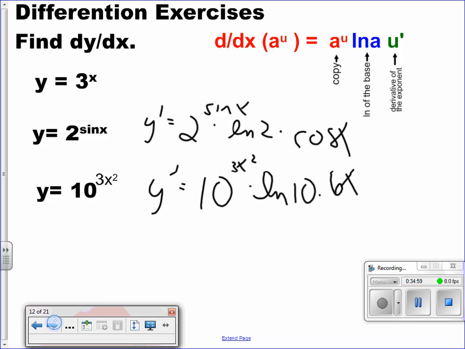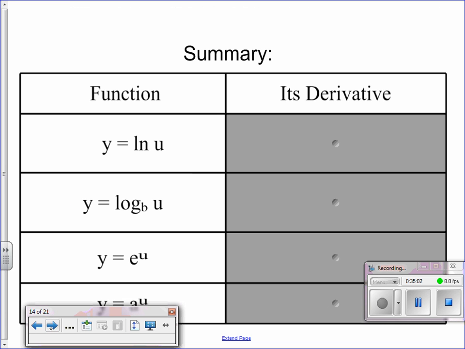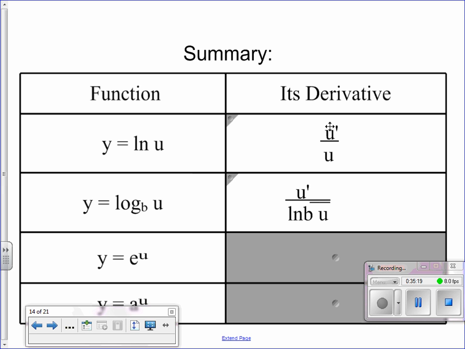Those are good. All right, now go to the summary. We don't get another silent challenge, sorry. Let's go back. What's the derivative of ln of u? What if it was the derivative of log base b of u? That's what we did Tuesday. U prime over the ln of the base times u. All right, so the derivative of e to the u is e to the u times u prime. What about a to the u?